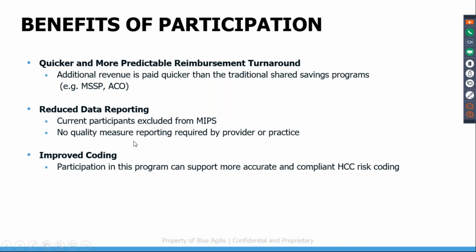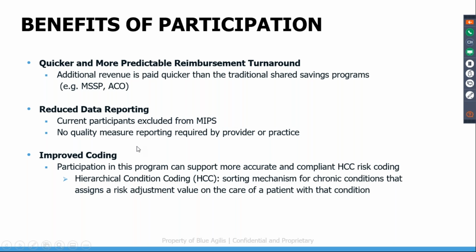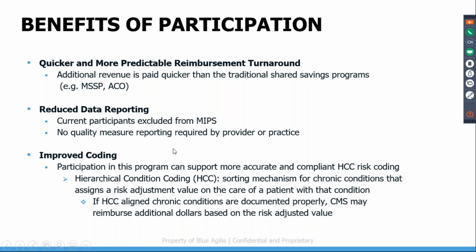Improved coding. Participation in this program can support more accurate and compliant HCC risk coding. If you're unfamiliar with that, it stands for hierarchical condition coding. It's a sorting mechanism for chronic conditions that assigns a risk adjustment value on the care of a patient with that condition. And if the HCC aligned chronic conditions are documented properly, which this program assists with, CMS may be able to reimburse even more additional dollars based on the risk adjusted values. So the more complex or complicated your patient is, there may be additional payment available for that.